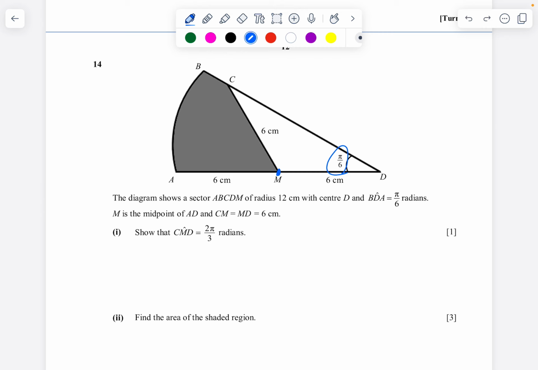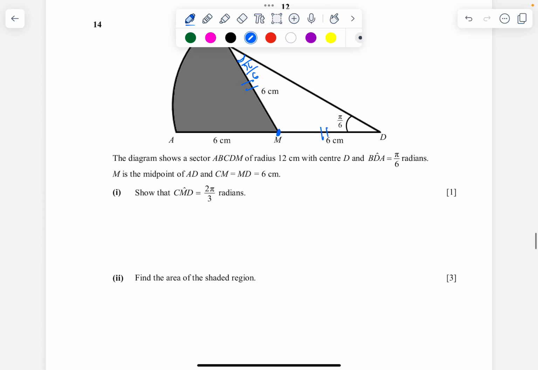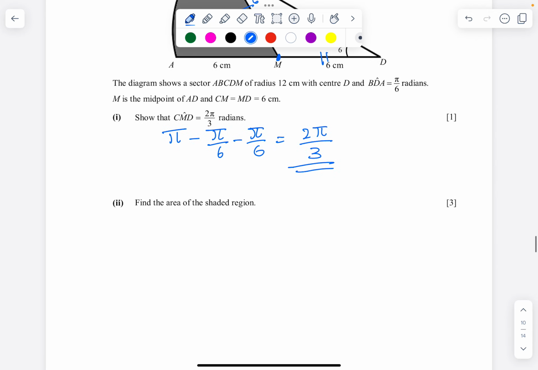Okay, so you can see that MD and MC are equal. So if equal, this is going to be pi by 6 also, right? So angles in a triangle are pi, which means 180 degrees, minus pi by 6 minus pi by 6. So it is equal to 2 pi by 3. So we have shown it, only one mark.